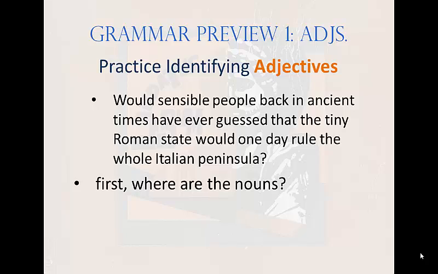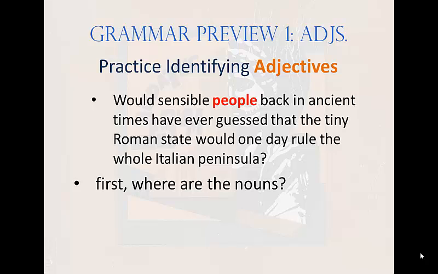The first line, "would sensible people back in ancient," contains one noun. Which word is it? That's right, people. You can pluralize it, peoples, put the in front of it, the people, and replace it with it.